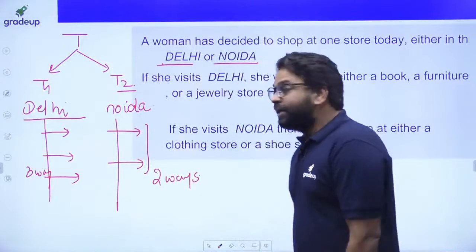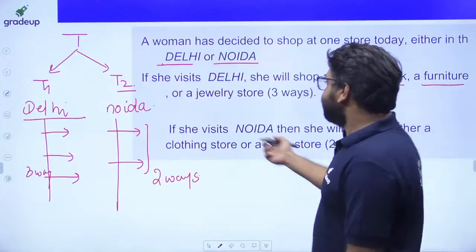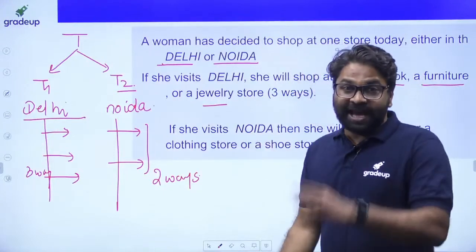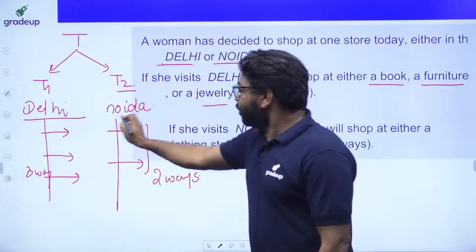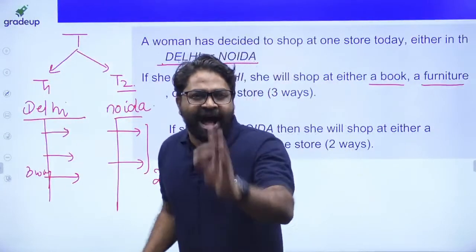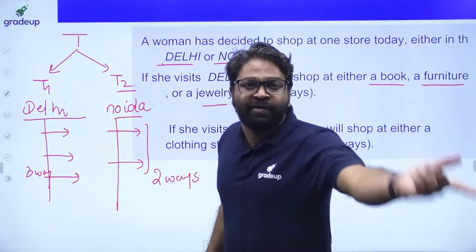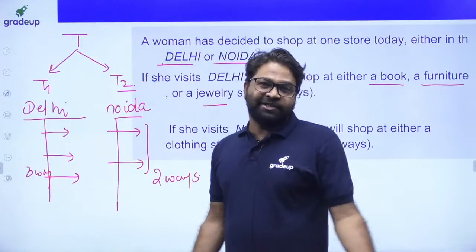If she goes to Delhi, she will have three choices. She can buy a book or furniture or jewelry. Now if she goes to Noida, she will have two choices. Then how many ways can she do the shopping? Now, let me clear this. If she is present in Delhi, she will not be present in Noida unless she is a ghost.